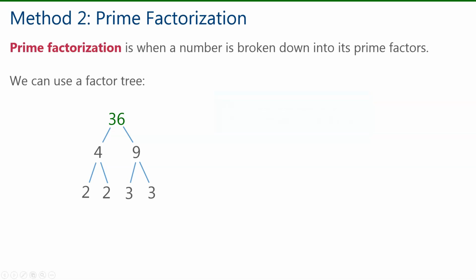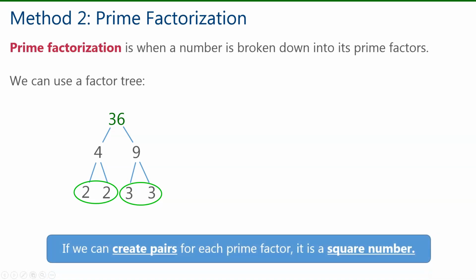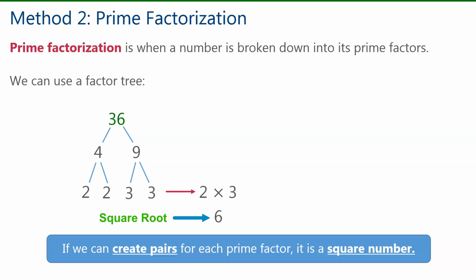So now we create pairs with these factors. We have a pair of 2's, and we have a pair of 3's. And if we can create pairs for all the factors, then the original number is a perfect square. So in this case, 36 is a perfect square because these factors all form pairs. Now if you remember, the square root is a number that multiplies by itself to produce the square. So I take one number from the pair of 2's, and one number from the pair of 3's, and I multiply those together to get the square root of 36. So 2 times 3 is 6, and 6 is the square root of 36.